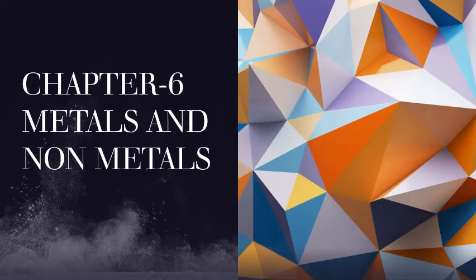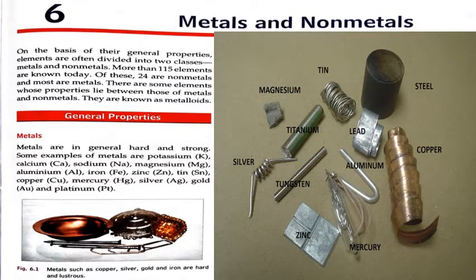Today we will be starting chapter 6, Metals and Non-Metals, which is given on page number 49 of your book. So be ready with your books and take a pencil with you. So let's start our chapter. On the basis of their general properties, elements are often divided into two classes, metals and non-metals. You have to understand one thing, that metals and non-metals combined are also known as elements. We will further know about elements in chapter 3.